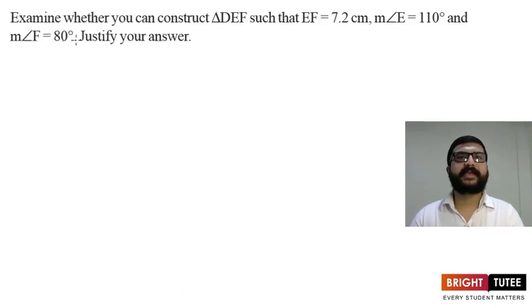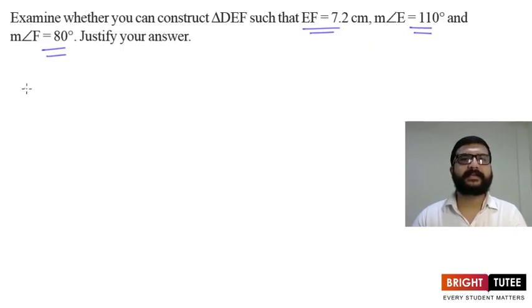Now the next question is, examine whether you can construct a triangle DEF such that EF is 7.2 centimeters and measurement of angle E is 110 degrees and measurement of angle F is 80 degrees, and then we have to justify the answer whatever we are giving. So what do you think? Is it possible to draw a triangle in which angle E is 110 degrees and the second angle F is 80 degrees? Will it be possible?